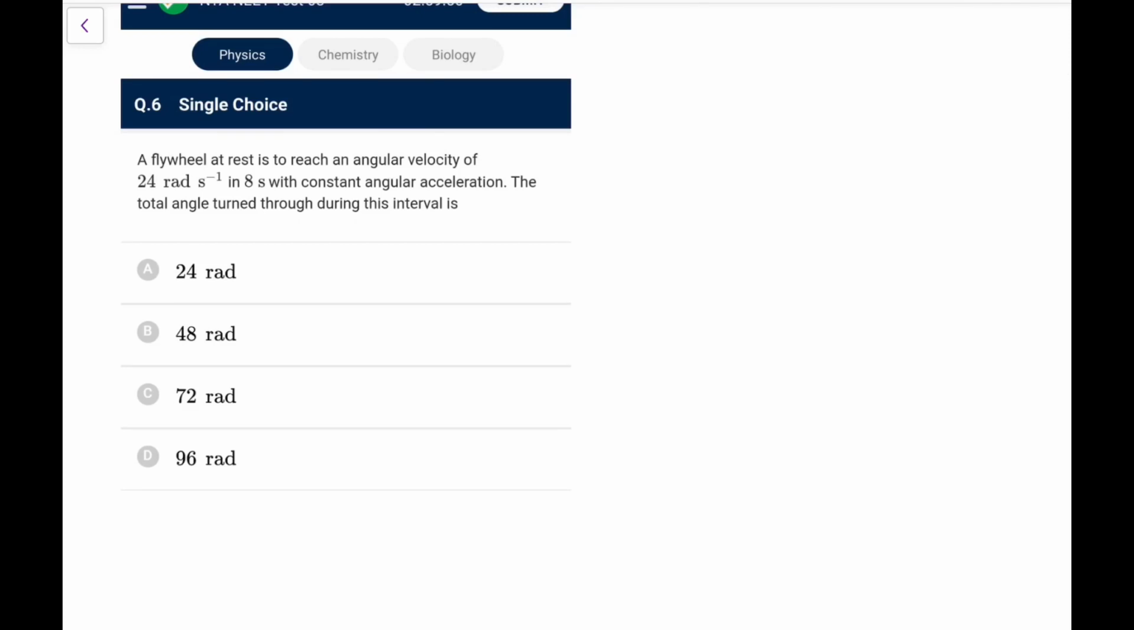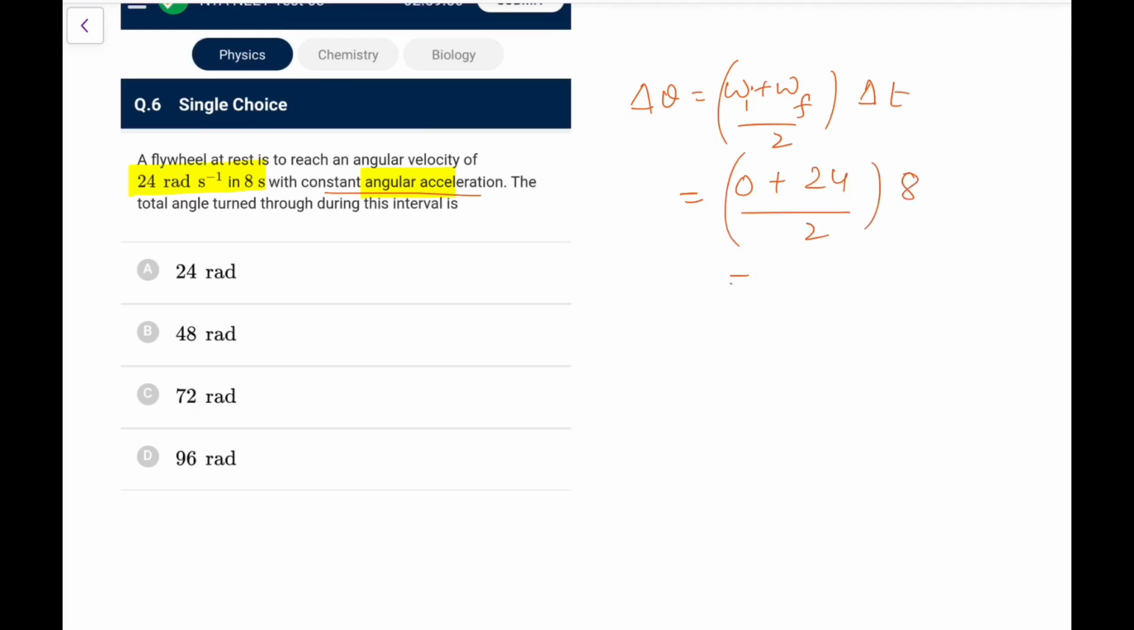Next, a flywheel at rest is to reach an angular velocity of 24 radian per second in 8 seconds with constant angular acceleration. The total angle turned, because it is constant angular acceleration, I can directly use delta theta equals omega initial plus omega final by 2 into delta t. You can directly apply it, no need for calculating alpha. So it starts from rest, so 0 plus 24 upon 2 into 8. So this is 12 into 8. This comes out to be 96 radian. So option D would be the appropriate one here.